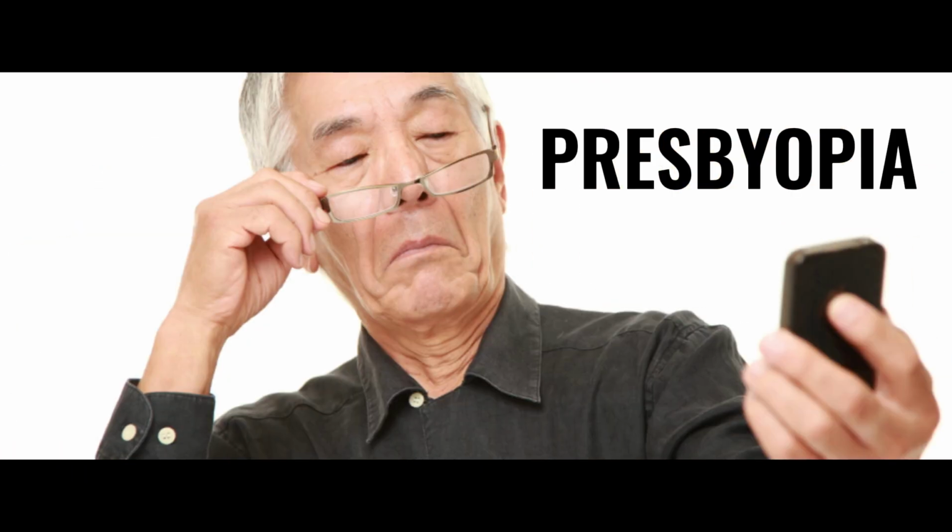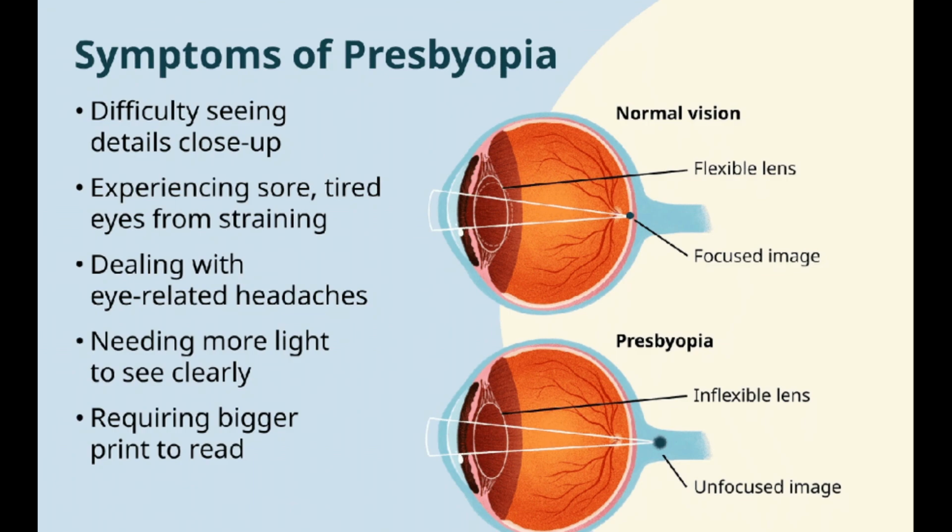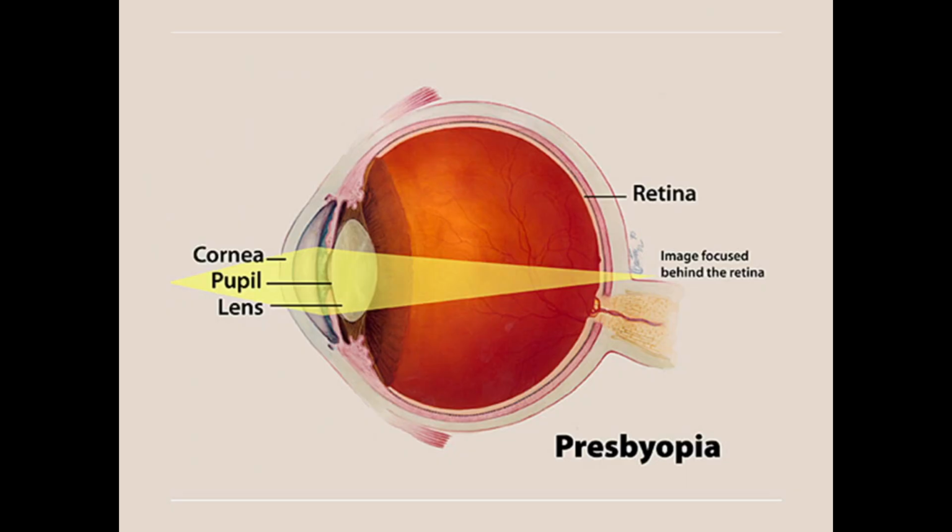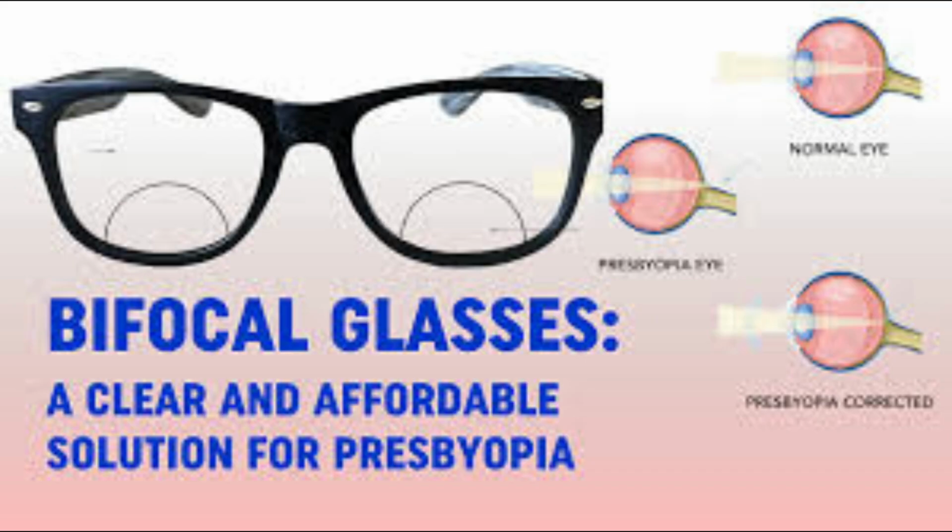So now we have presbyopia. It's an age-related loss of near vision caused by the lens becoming less flexible and the ciliary muscles weakening. So the lens has reduced elasticity, and ciliary muscle weakness makes it harder to accommodate to focus on near objects. But fear not, this can be corrected with bifocals.